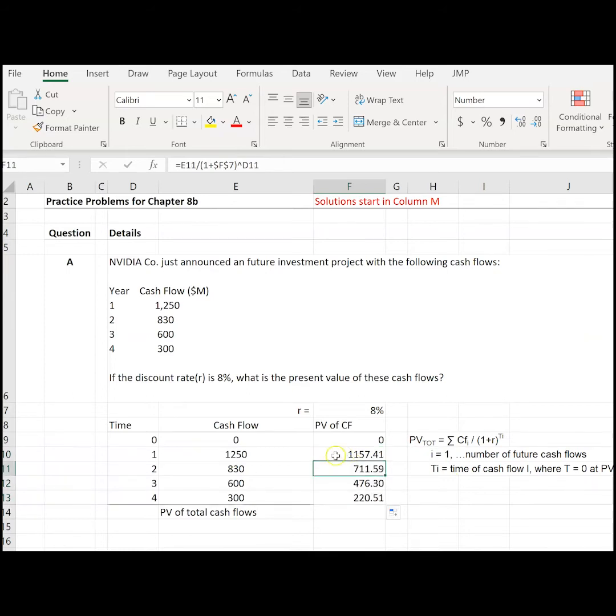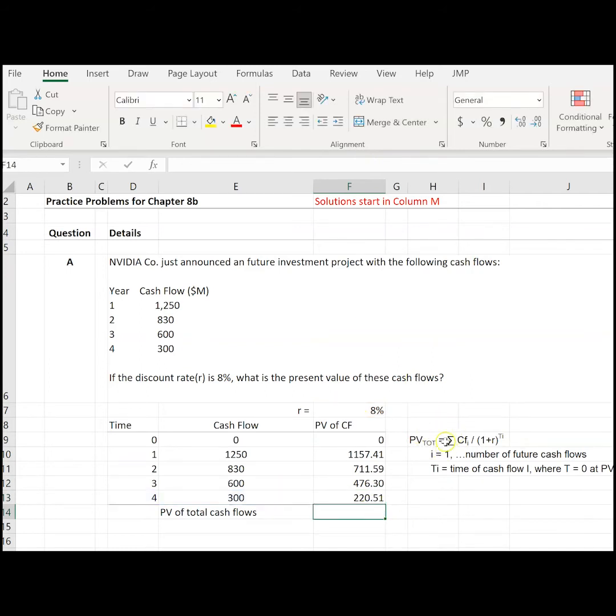So in this cell, we have this $830 value coming in at year 2. So discounted back 2 years to be at time equal to 0, the present value, and we're using that same rate, 8%. And then I did the exact same thing with this $600 value. I discounted it back 3 years at 8%. And then for this $300 cash flow, I discounted it back 4 years at 8%. And now all we have to do is just sum up all these cash flows.